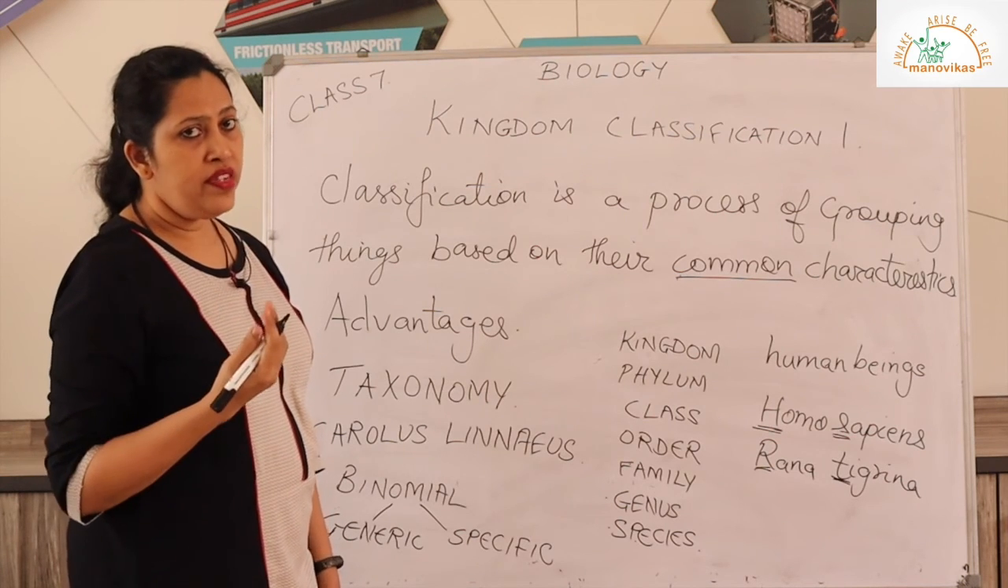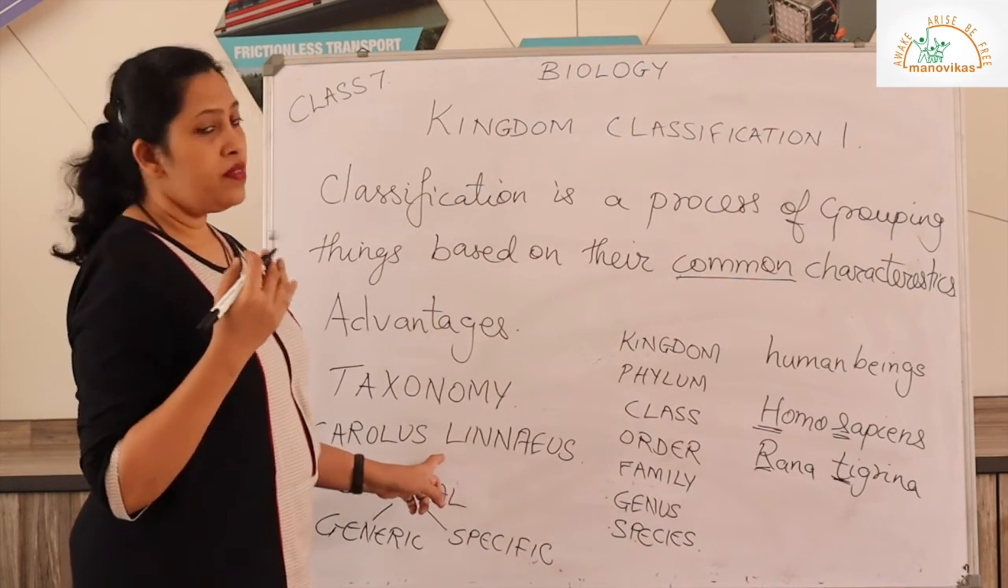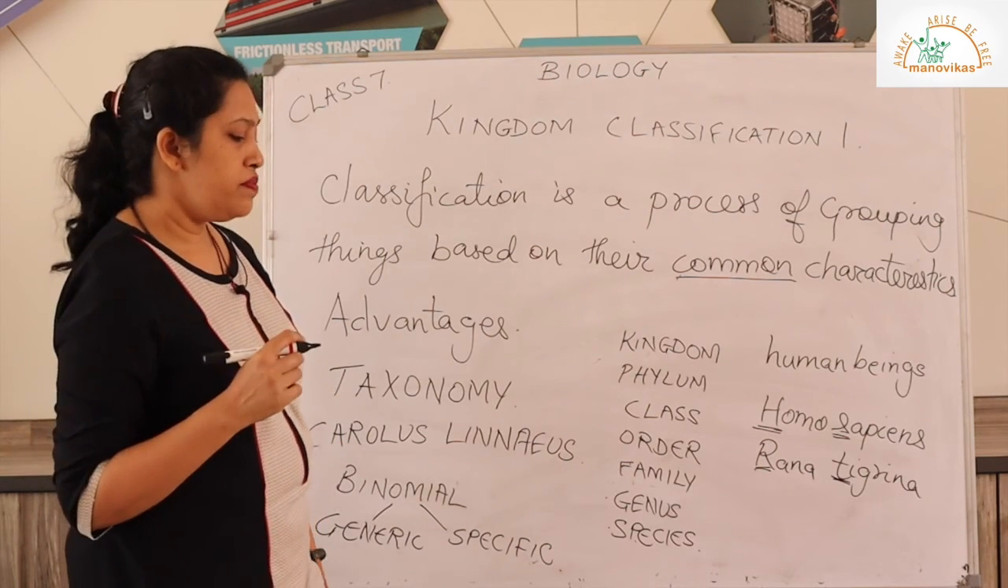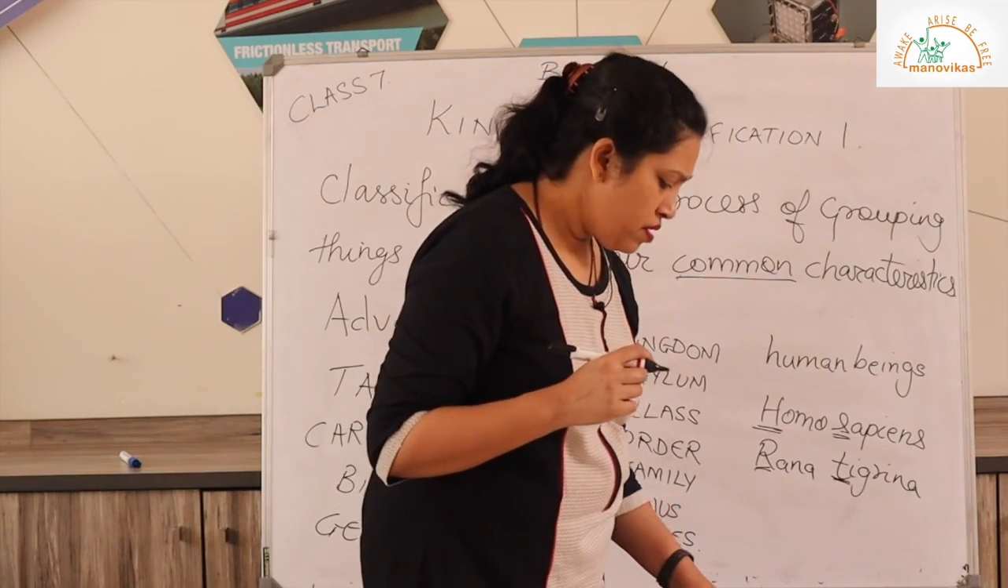And now what we have is a 5 way nomenclature that is based on some other properties. So we'll be learning it in the next class.